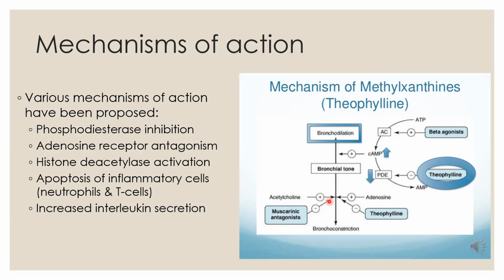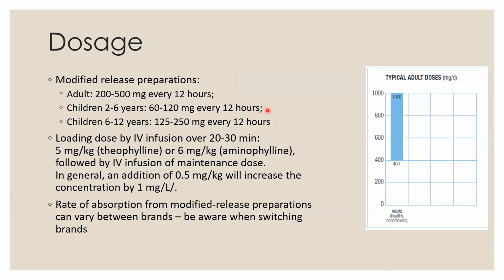Yeah, so which also will cause dilation. Yeah, so like tiotropium, ipratropium, these are muscarinic antagonists. Okay, so at least we have two major mechanisms of action of theophylline, which is the PDE inhibitor and adenosine receptor inhibitor. Now the dosage, okay, modified release preparations, adults is from 200 to 500 milligram.